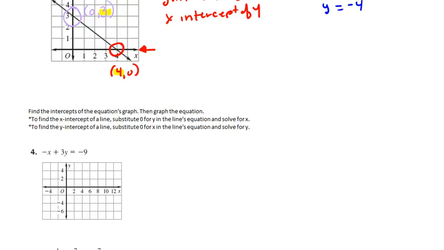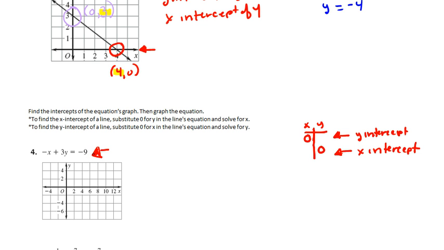All right? So let's make our little xy table. And we're going to find two different points. One point where x is 0 and one point where y is 0. Okay, this one here is going to give us our y-intercept. And this one here is going to give us our x-intercept. Right? And right here is the equation we're going to use.